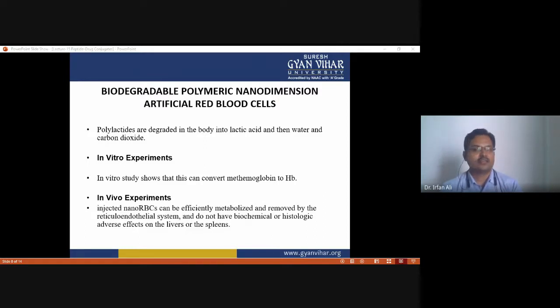In the SF hemoglobin group, the liver showed accumulation of hemoglobin in the central vein and sinusoids, and hepatic steatosis was observed. So this experiment shows that injected nano RBC can be efficiently metabolized and removed by the reticuloendothelial system, and does not have biochemical or histological adverse effect on the liver or spleen. Okay.